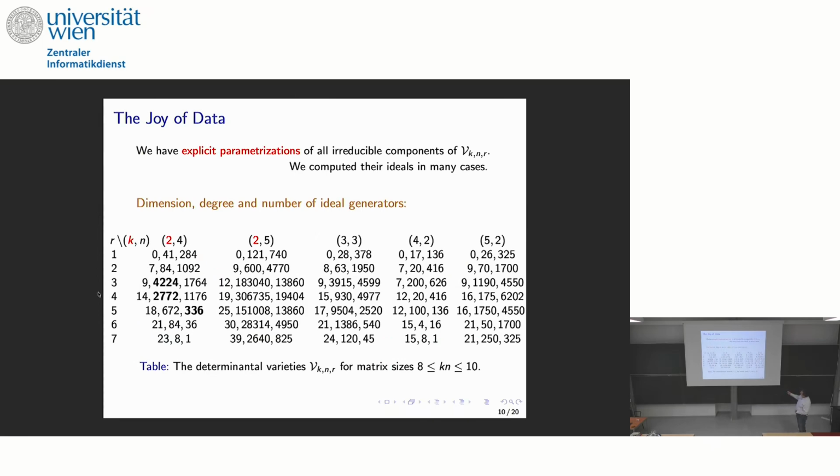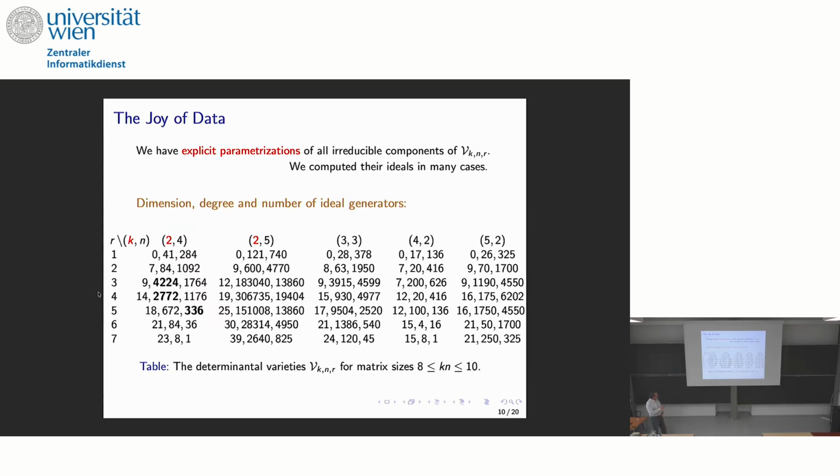So we have explicit parameterization. From this discussion of the orthogonal or cosmological Grassmannian, we have explicit parameterizations of all the irreducible components. Each of these components is made manifest by some nice parametric representation, and we computed the ideals in many cases. So this is just a little chart. For matrices, the matrix size is between 8 by 8 and 10 by 10. Here are some values of R, K and N. The boldface numbers are discussed in detail in the paper. So there's some discussion of these cases.